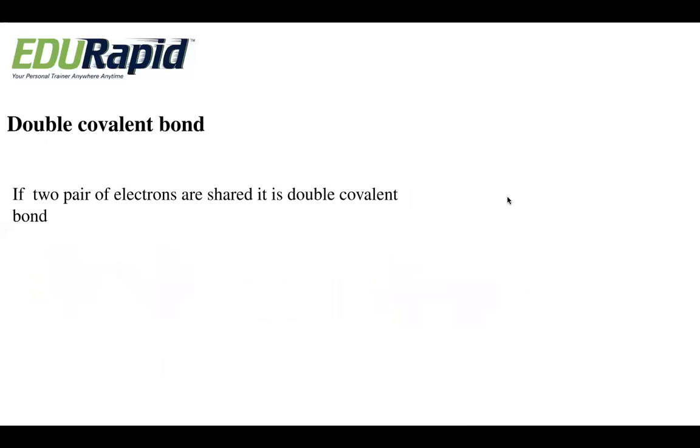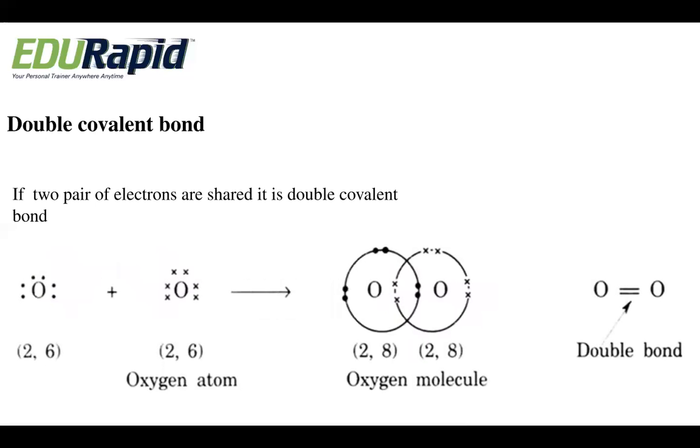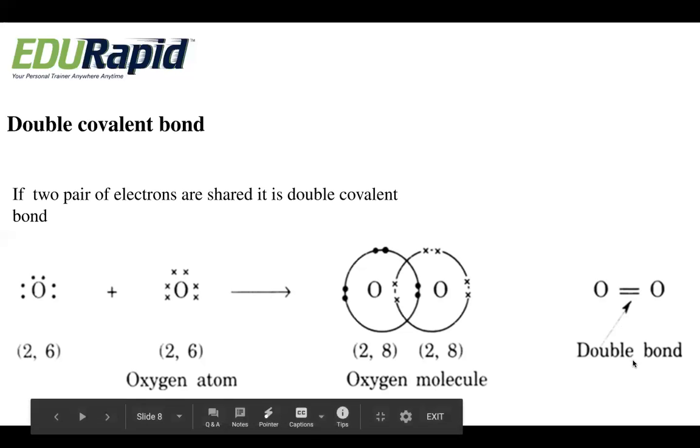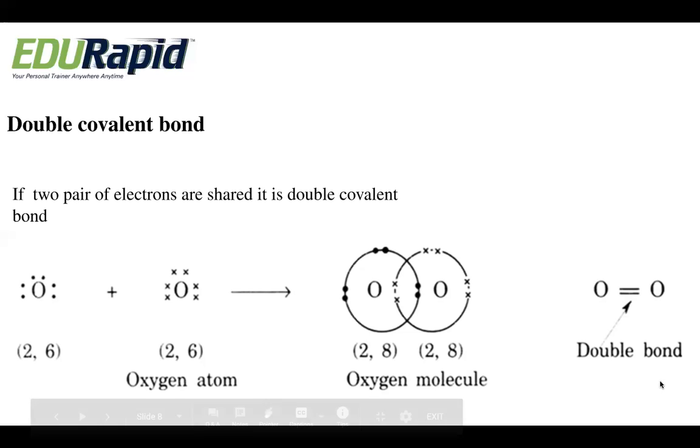We'll move to the next type of covalent bond, that is the double covalent bond. Here, if two pairs of electrons are shared, it is a double covalent bond. So we have an example: the oxygen molecule. What is the atomic number of oxygen? It is 8. When we write the electronic configuration for the oxygen atom, we have 6 electrons in its outermost shell. The first shell will have 2 electrons. The last shell will have 6 electrons.